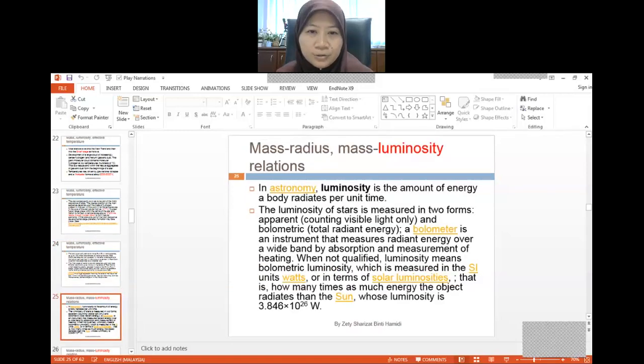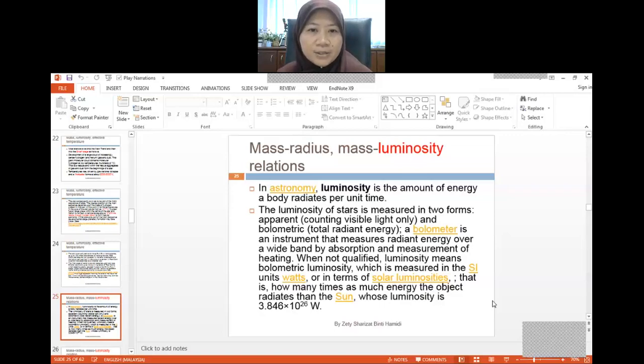So let's look at the mass-radius and mass-luminosity relationships. I'm sure you know that in astronomy, luminosity talks about energy, instead of power, brightness, or magnitude. There are many parameters that represent the brightness of stars, and one of them is luminosity. But the unique thing about luminosity is that it talks about energy. It's not just about brightness, but also about the energy.